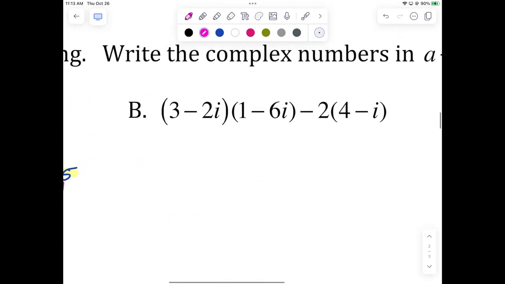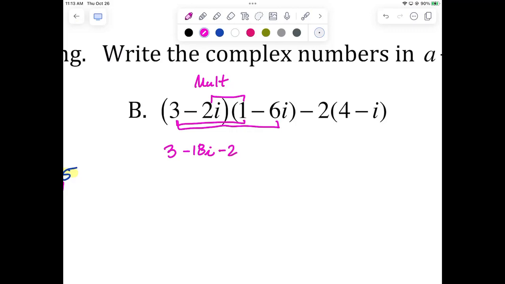Okay, this one, inch by inch, it's a cinch. Our goal is to expand it out. Let's just multiply it completely out. We're going to FOIL this one right here. 3 times 1 is 3. 3 times -6i is -18i. That looks good. Then I go -2i times 1 is -2i.